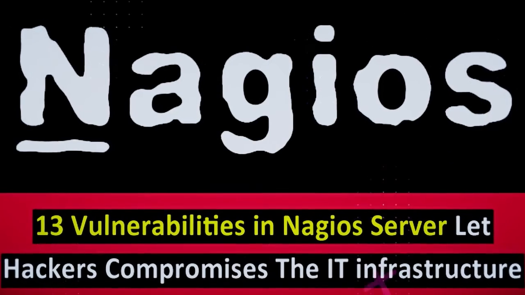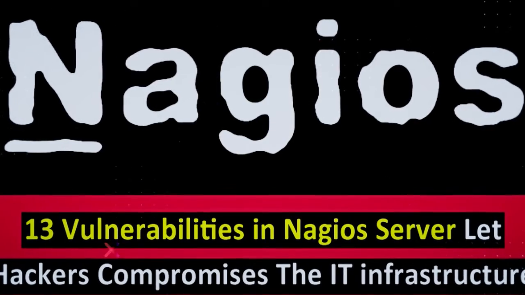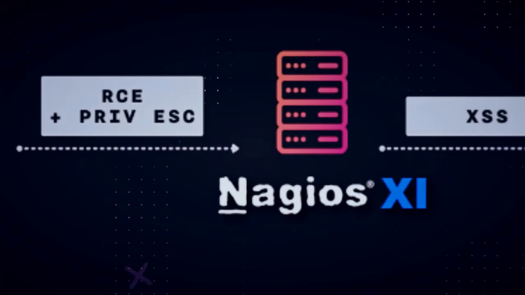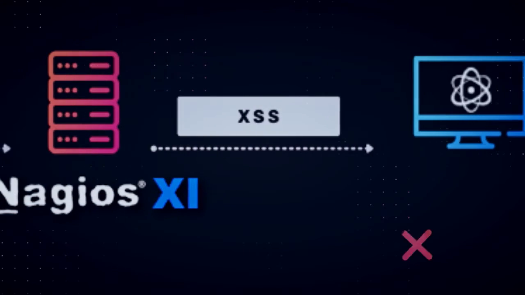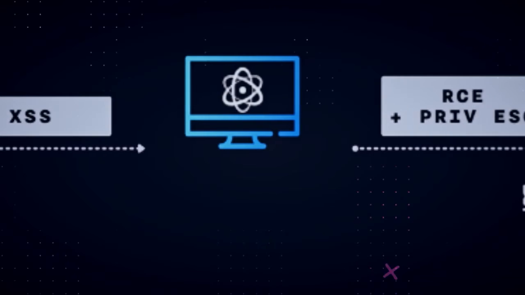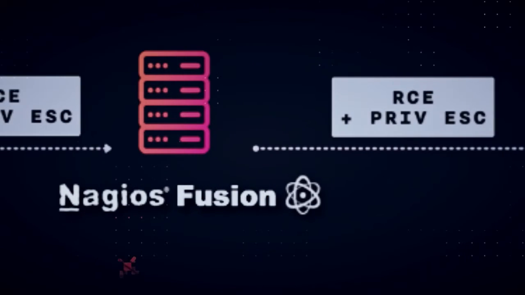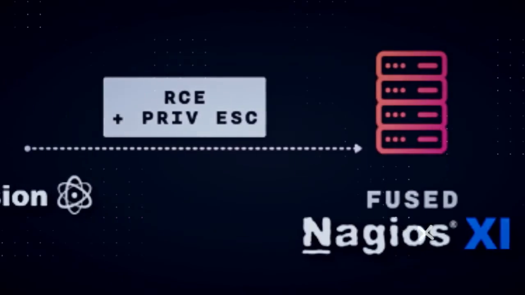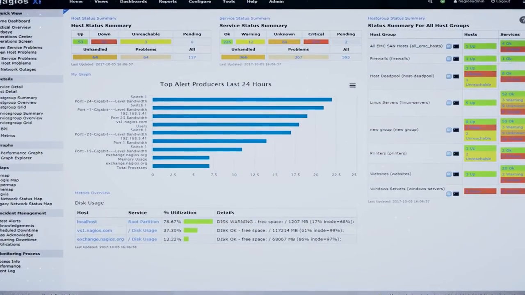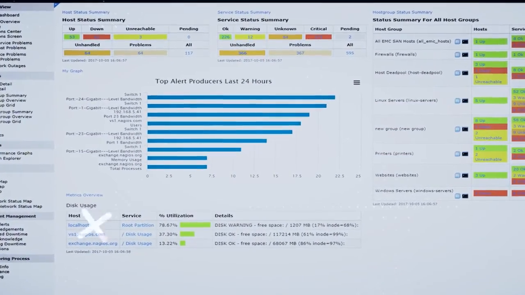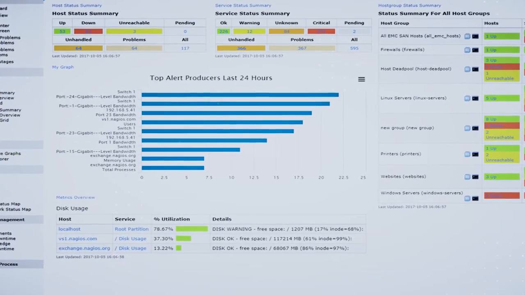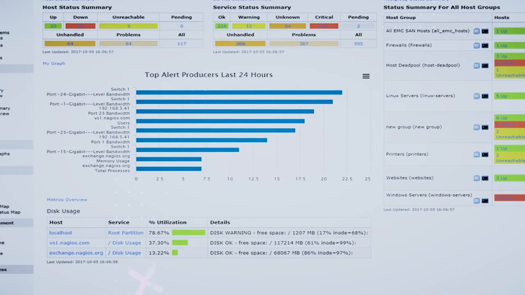Nagios is popular open-source software that is mainly used for monitoring computer systems and IT networks. But recently, 13 critical vulnerabilities were detected in Nagios XI and Nagios Fusion servers by the security analyst at Skylight Cyber. The exploitation of these vulnerabilities could allow an attacker to compromise an IT network of an organization without any intervention of the operator.